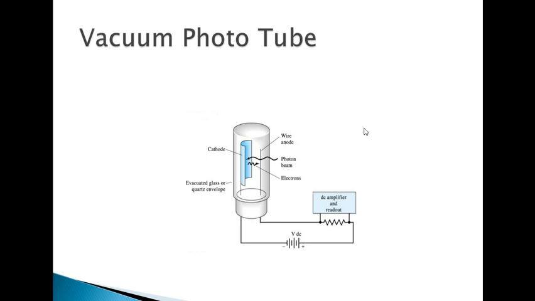Again, I am repeating this. This is the cathode, which is coated with photoemissive material. When the light is focused on this cathode, the electrons are attracted towards the anode, which is positive, and due to this electron movement there will be current, which is directly proportional to the photon beam or light energy. So this is the simple vacuum tube or vacuum phototube.